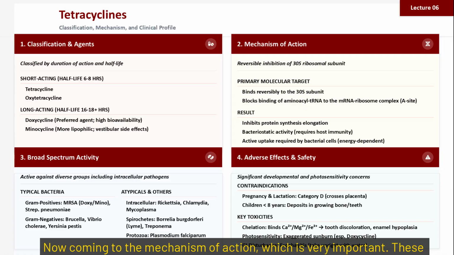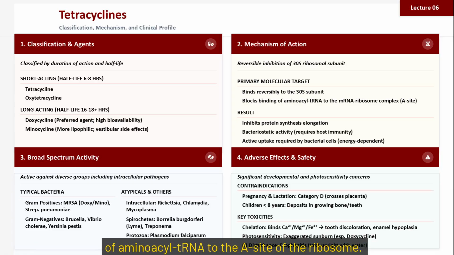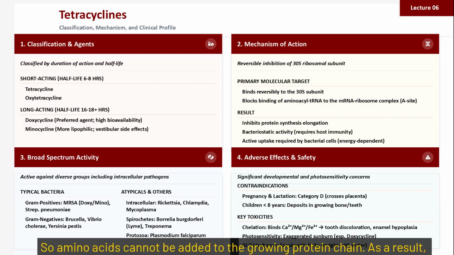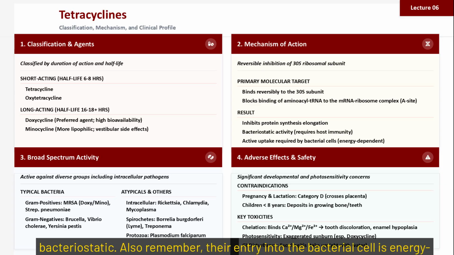Now coming to the mechanism of action, which is very important. These drugs bind reversibly to the 30S ribosomal subunit. They block the binding of amino acid tRNA to the A site of the ribosome. So amino acids cannot be added to the growing protein chain. As a result, protein synthesis stops. Since they do not kill bacteria directly, they are bacteriostatic. Also remember, their entry into the bacterial cell is energy dependent.